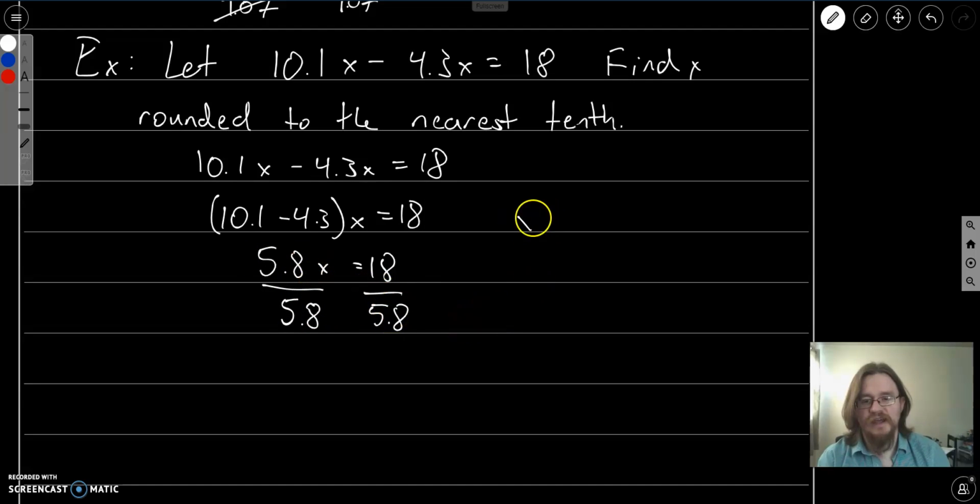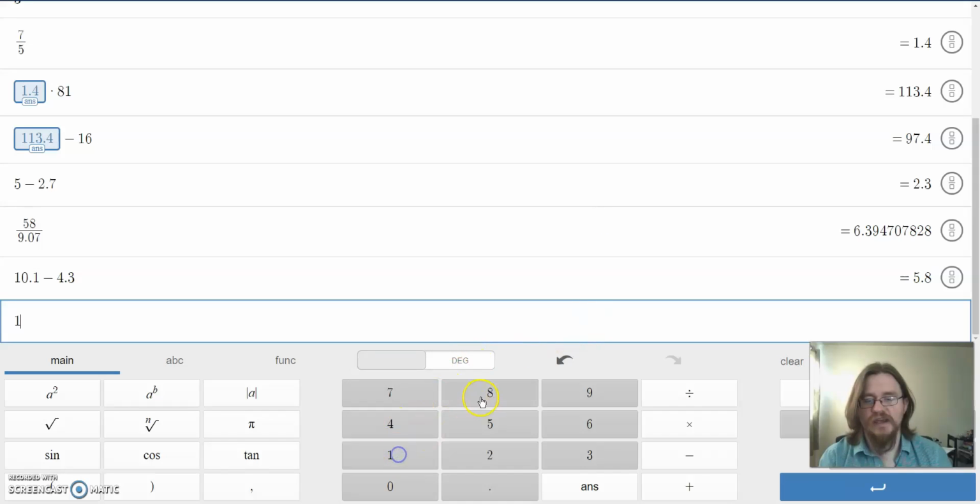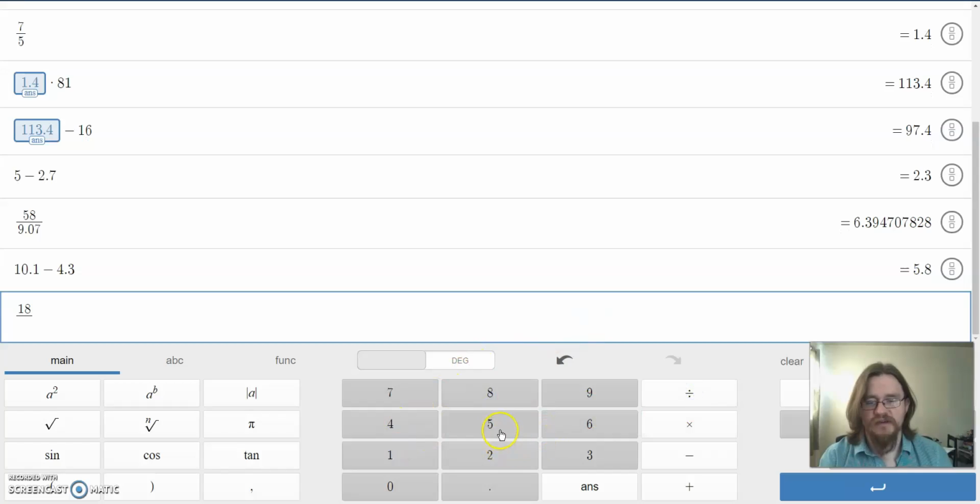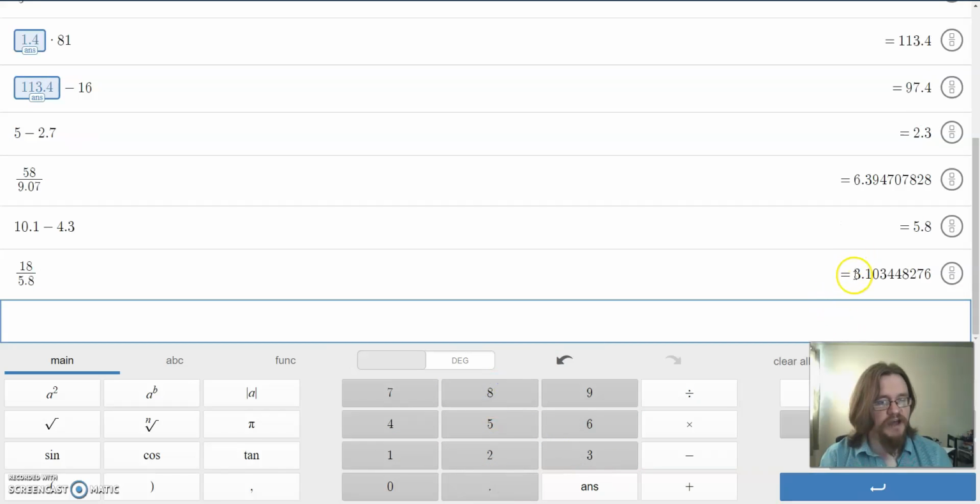To get that x should be 18 divided by 5.8. And here I want to round this to the nearest tenth. So I'll keep that in mind as I go back to my calculator. I'll take 18 divided by 5.8, hit enter, and I get 3.10344, and so on and so forth. So when I round to the nearest tenth, I come to the next digit and I go, oh, it's a 0. I don't have to round up, so this is going to be 3.1.